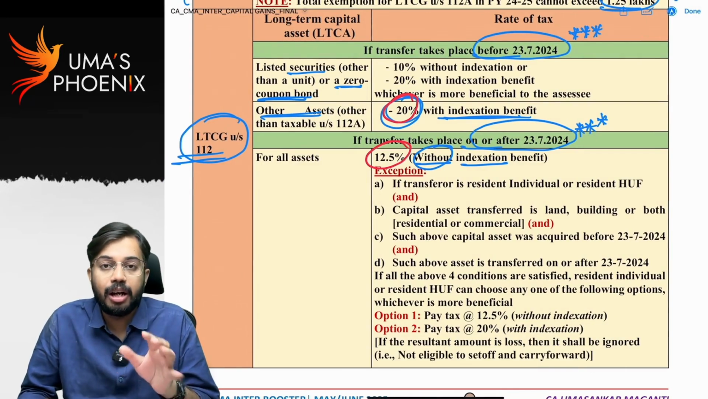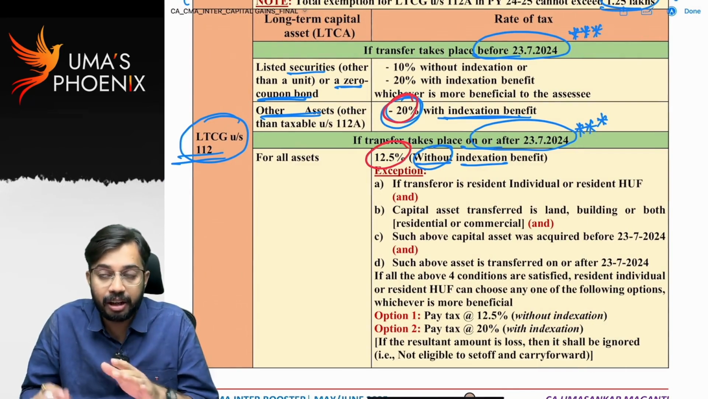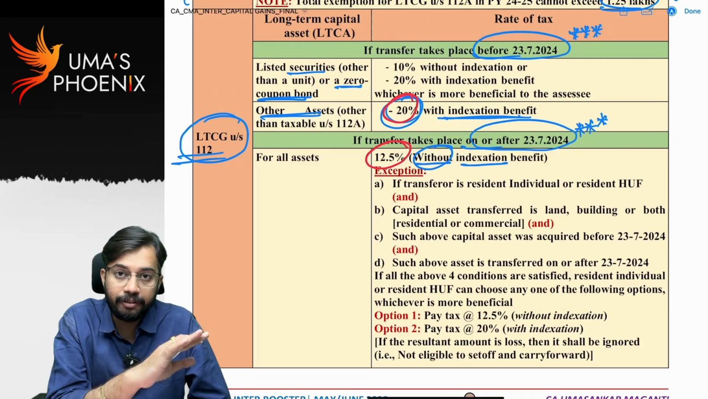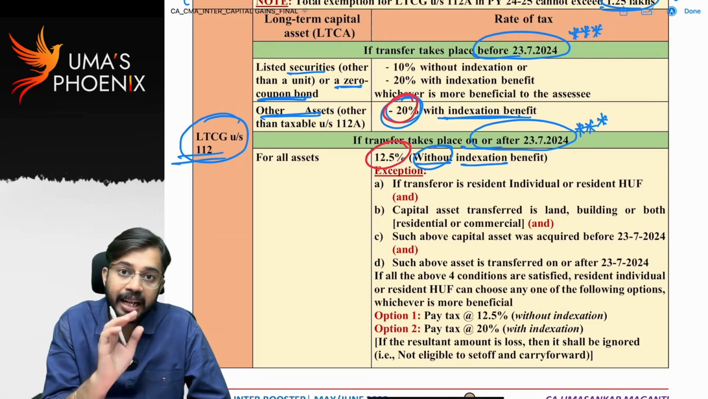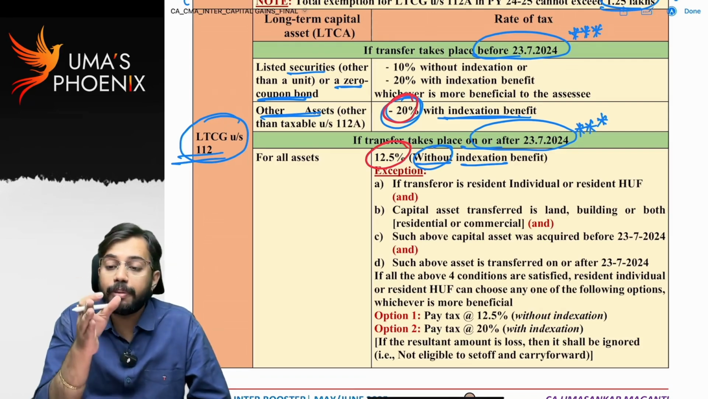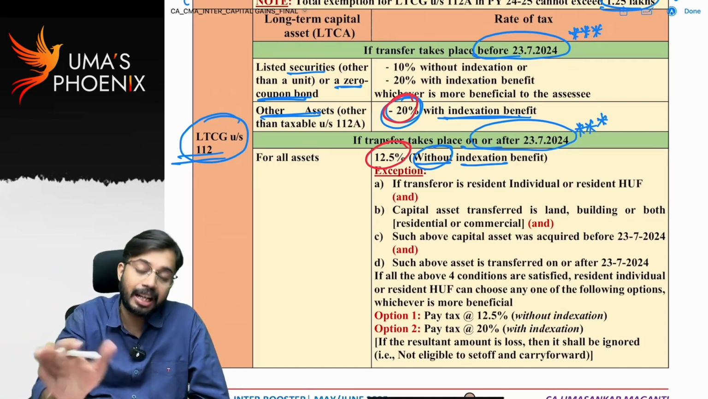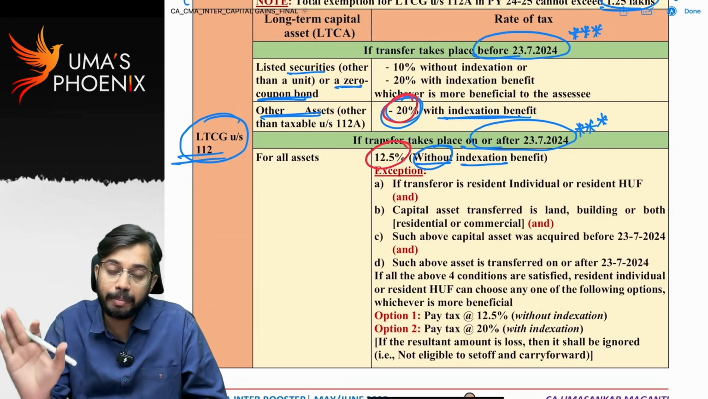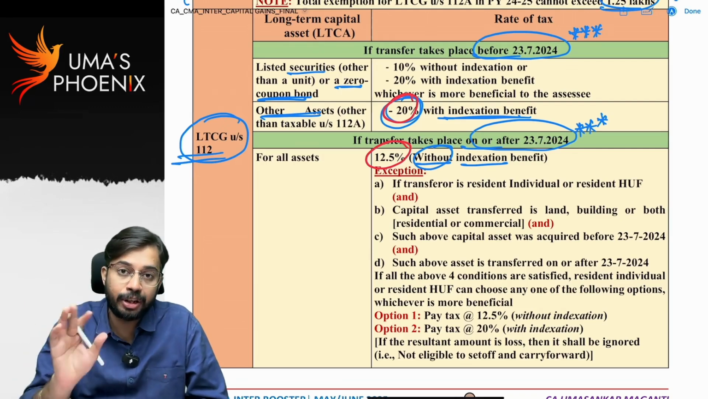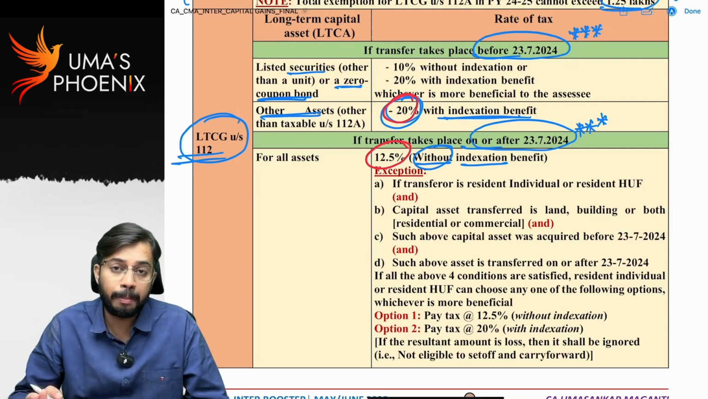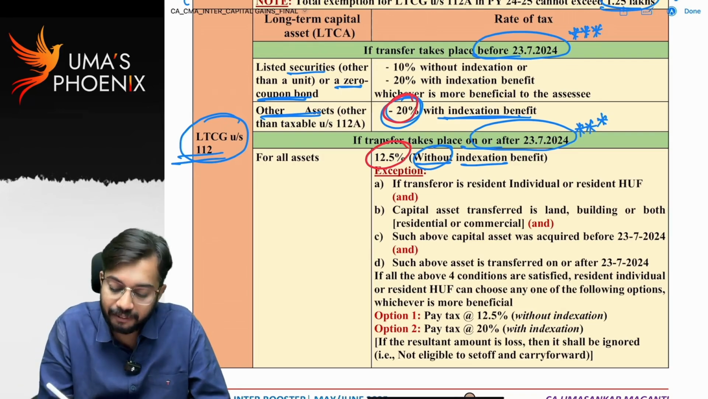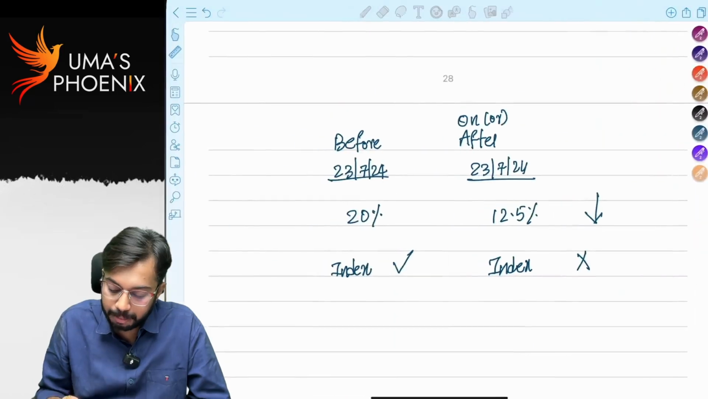Listen carefully. Long-term capital gain under section 112, before 23rd July 2024, tax rate is 20%, indexation benefit is allowed. But from 23rd July 24 onwards, if you transfer a long-term capital asset, indexation benefit is no longer made available and tax rate is reduced to 12.5%. But there is one exception. What do you mean by this?